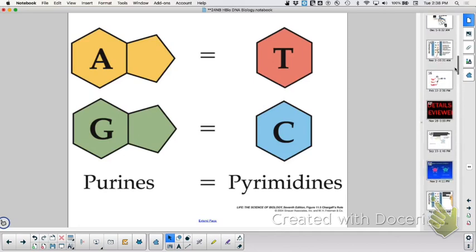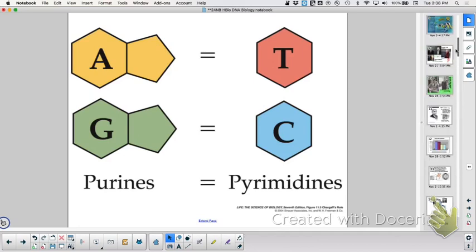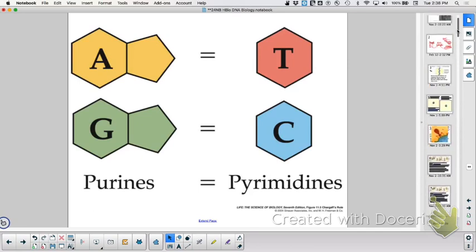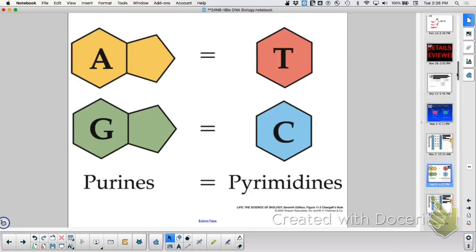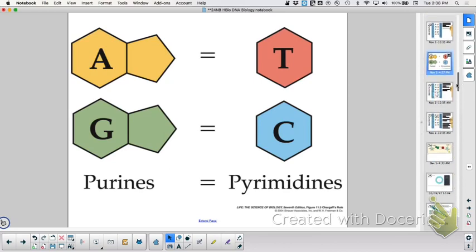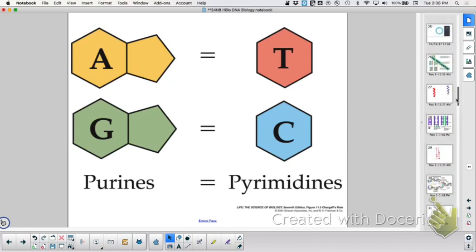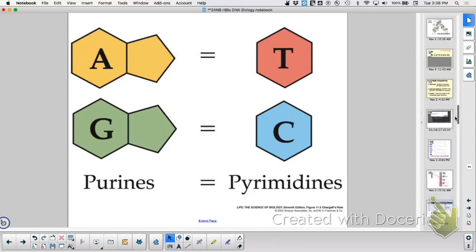Where is the diagram? Where are you? I know it's in here. Sorry, delay of game. It's somewhere. Here it is.